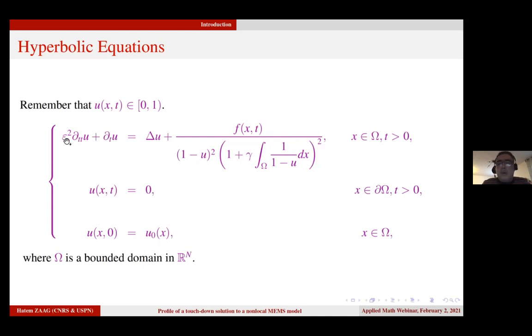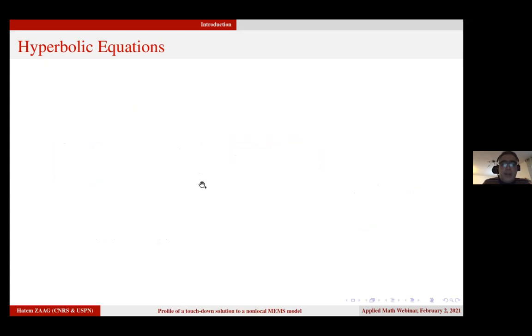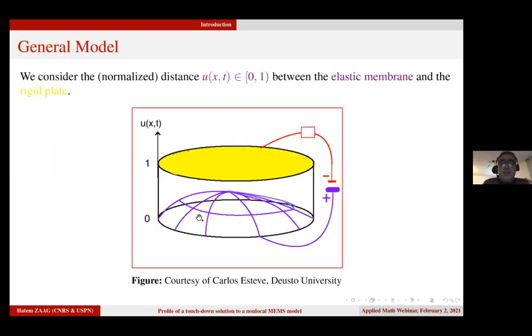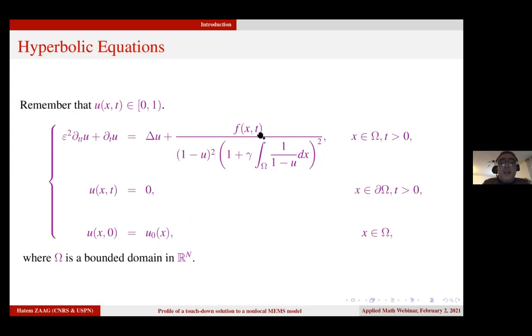So somehow we will be in the limit where epsilon goes to 0, which means that the friction is very high. I would like to draw your attention to the fact that here I have a term in 1 over 1 minus u square, which means that when u goes to 1, which means that the membrane touches the rigid plate, I have this term which becomes infinite. And this is in fact the phenomenon I am looking for. Here I am on a bounded domain omega of R^n. I have zero Dirichlet boundary conditions and initial data.